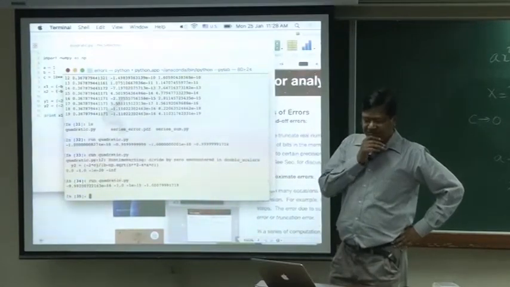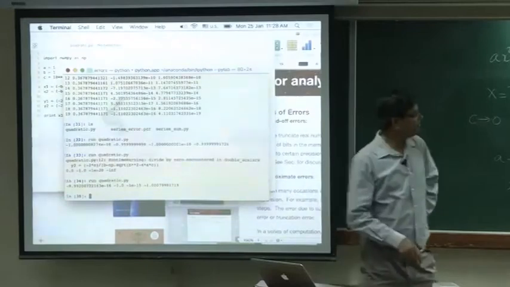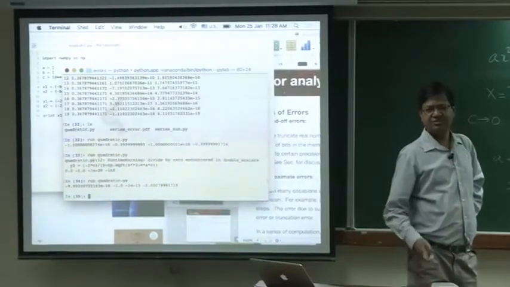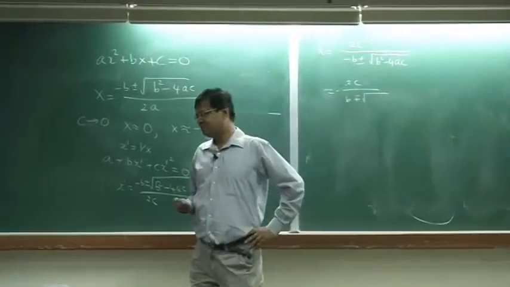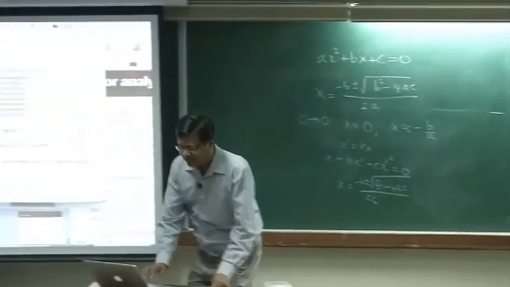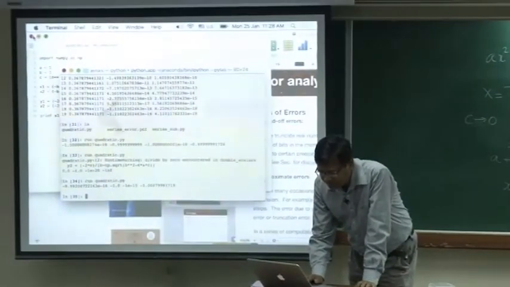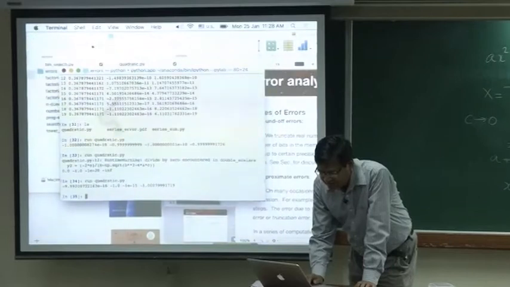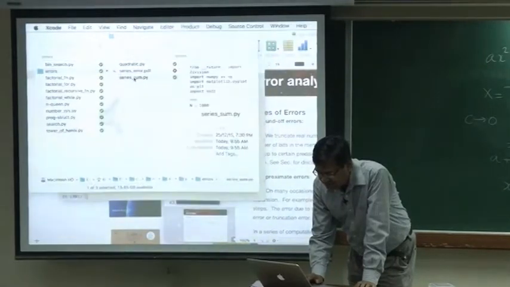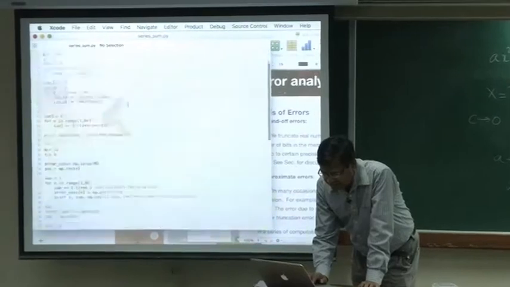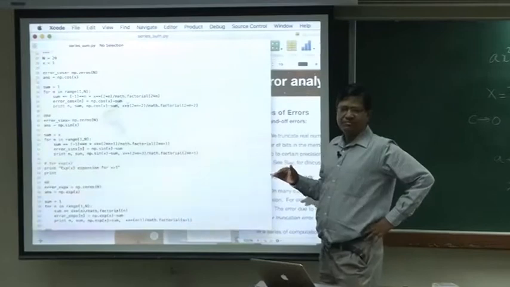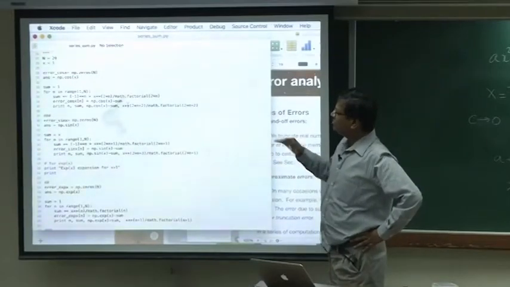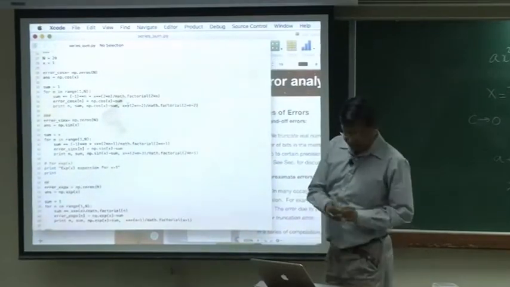Now, this is one example. The second example is how to estimate sin x, cos x, exponential by the series method. Any computer does this computation using series. I wrote a code to do these calculations. There are 4 plots, and they will compute cos x. So let us turn it on.